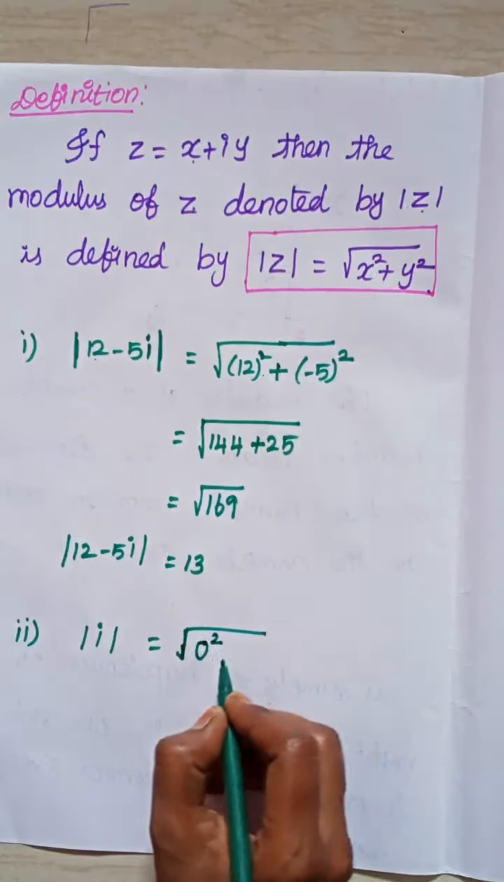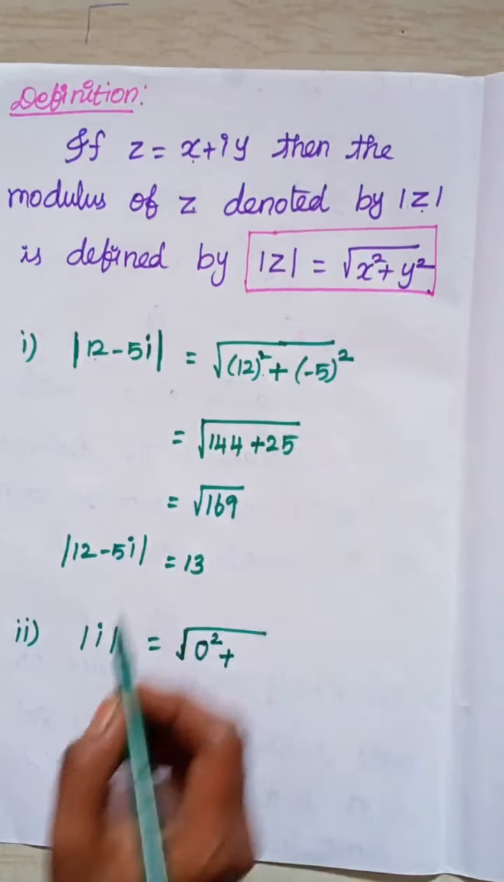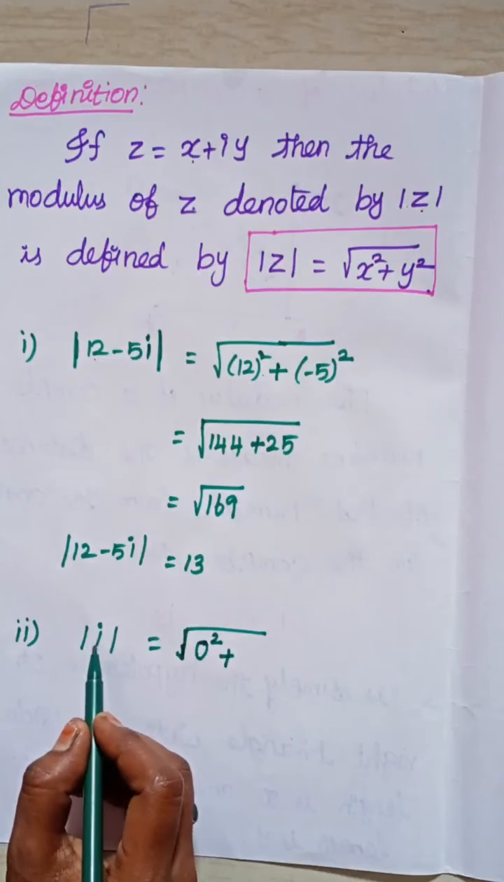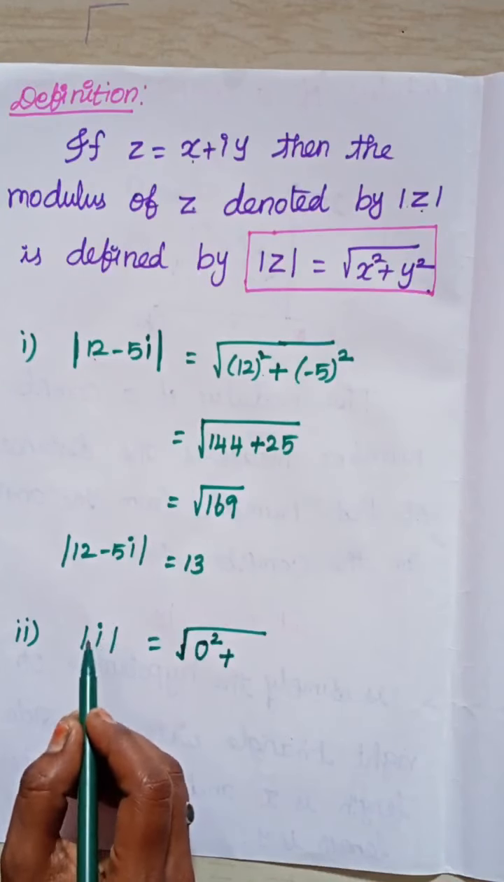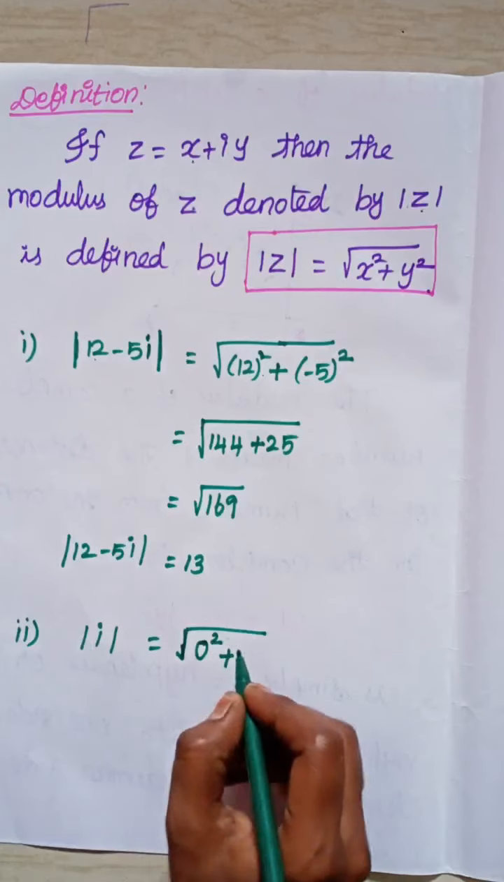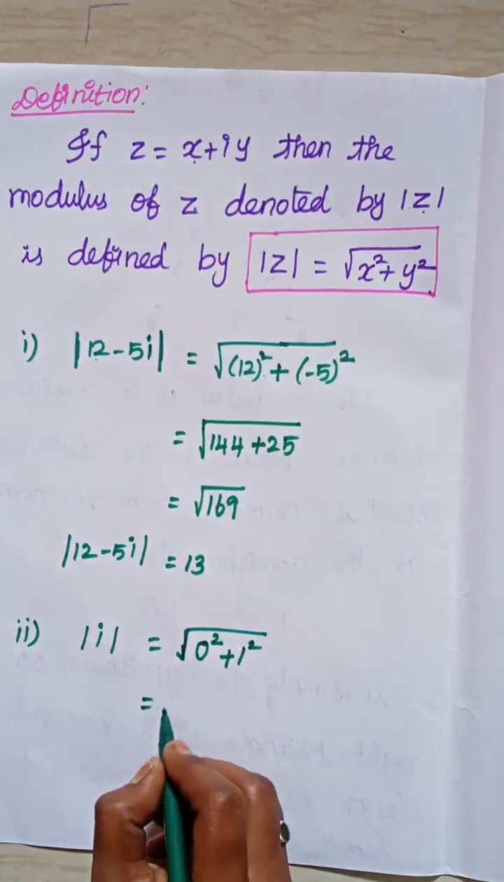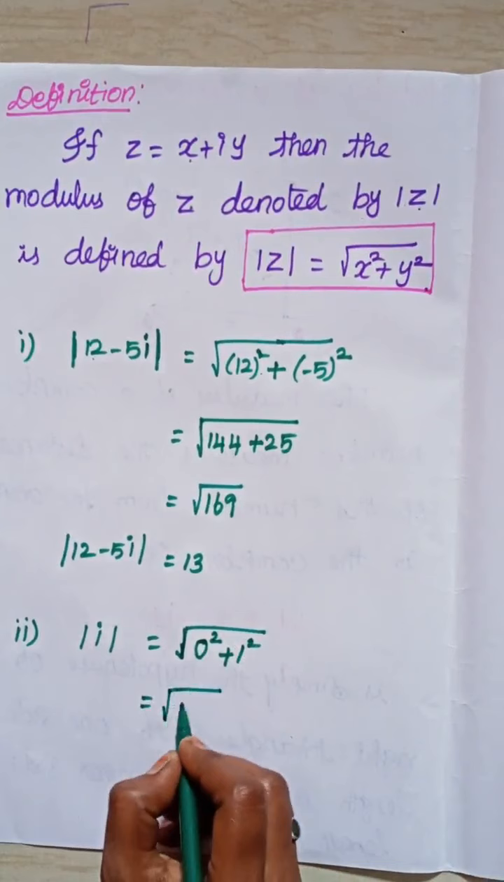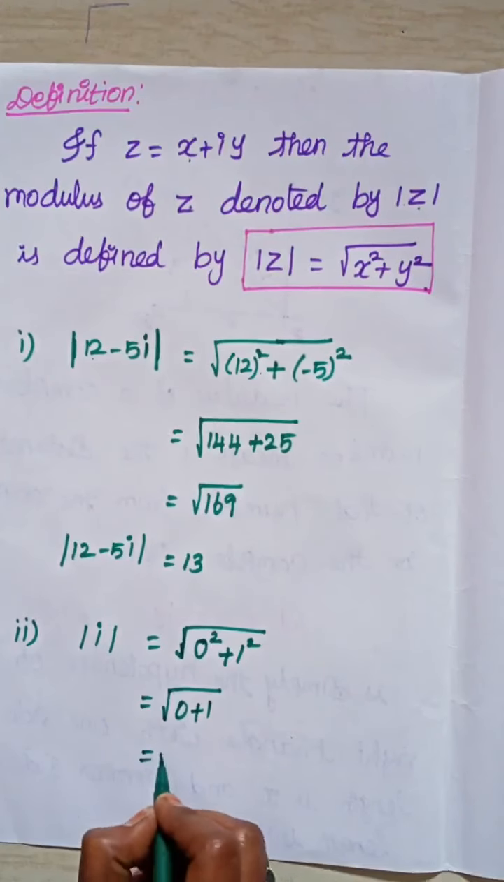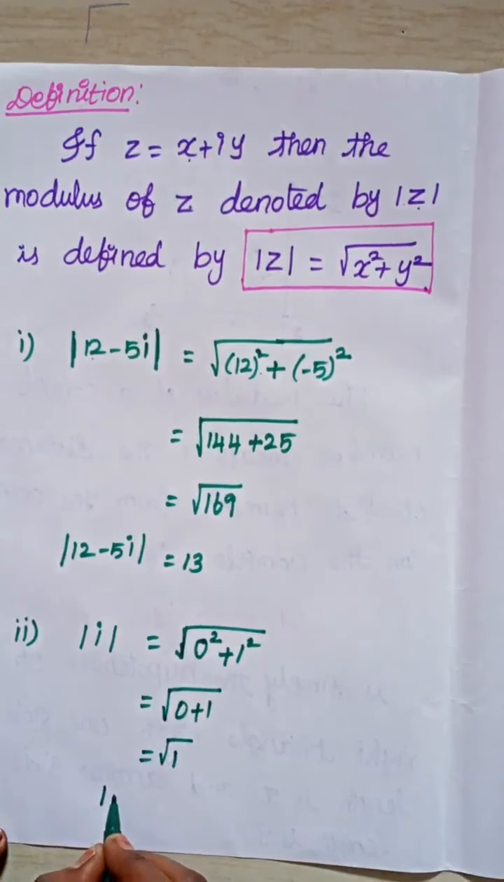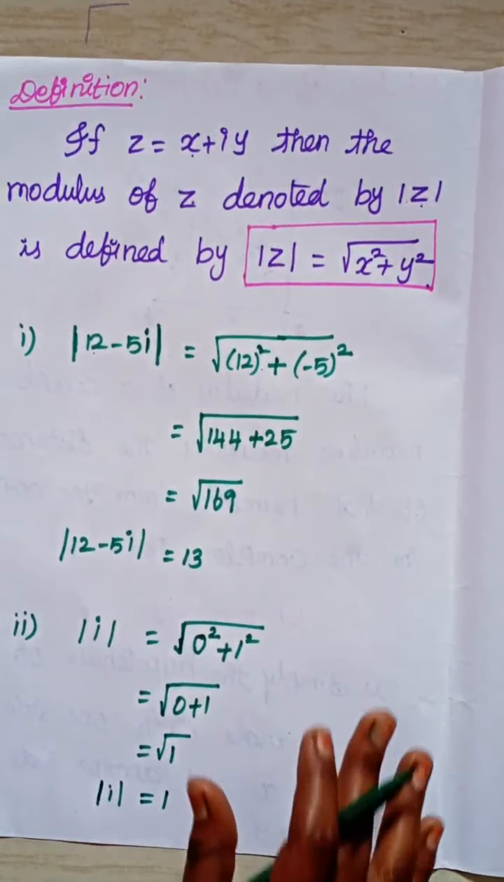So 0 square plus y squared. Y is the imaginary part, the coefficient of the imaginary unit i. Here the coefficient of i is 1, so imaginary part is 1. So 1 square, which is equal to square root of 0 squared is 0 plus 1 squared is 1, which is equal to square root of 1. So modulus of i is equal to 1.